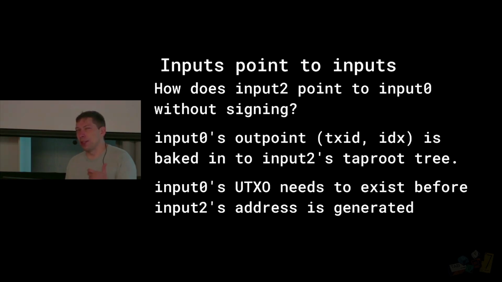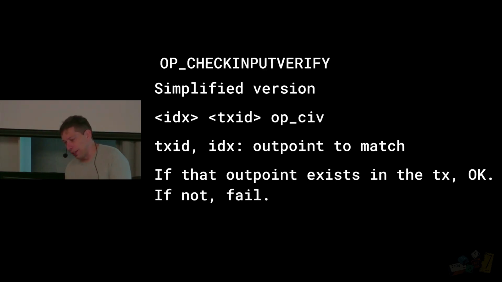The idea is you bake the outpoint of input 0 into input 2's taproot tree. That means input 0's UTXO needs to exist before input 2's address is generated. The way you enforce this is a simplified version; I'll go to the actual version one more slide. But basically, you just have an opcode that takes in an outpoint and says, okay, is this outpoint also being spent in this transaction? If so, great, success. If not, fail, the transaction is invalid.